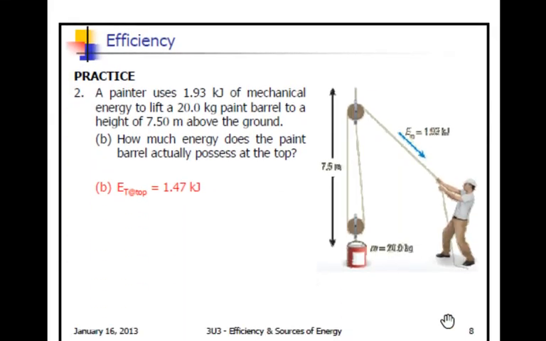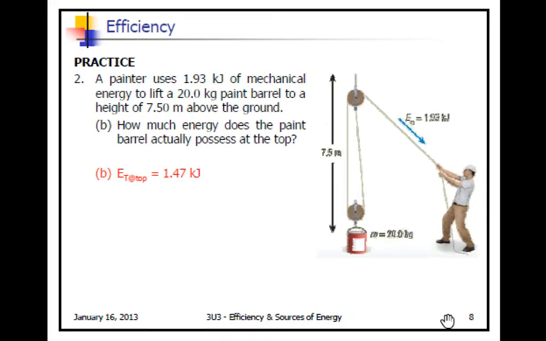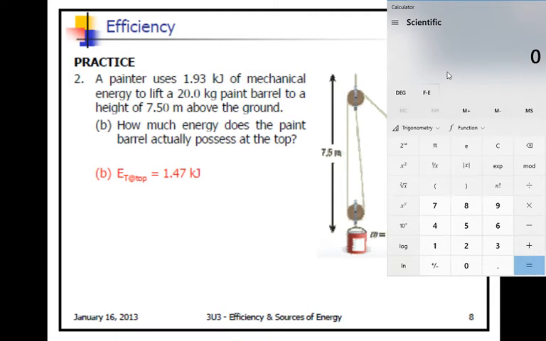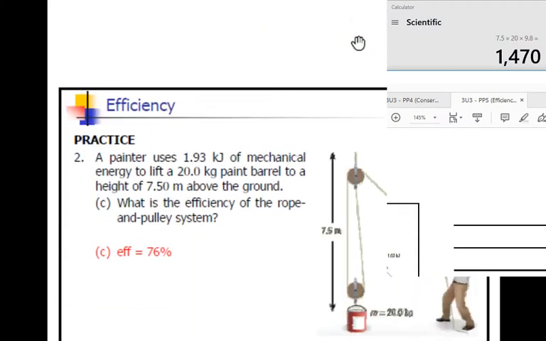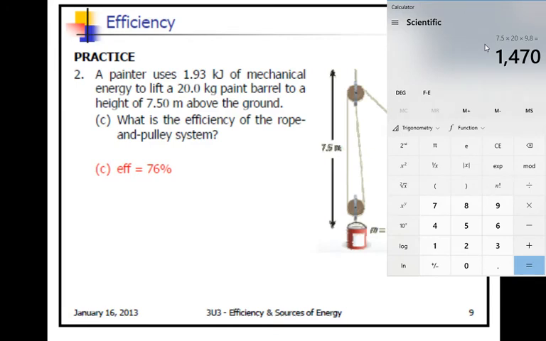But what is the energy of the paint can at the top of the 7.5 meter distance? Well, in that case, it is 7.5 times 20, because that's the mass of the paint can, times 9.8. So we have 1.47 kilojoules. So now we know that the energy that we have out is 1.47 kilojoules. The energy in was 1.93. So what's the efficiency of the system? We take that 1.47 divided by 1.930, sorry, 1930 because it's not written as a decimal, and we get 76.2 in this case, because we should report this to 3 significant digits.